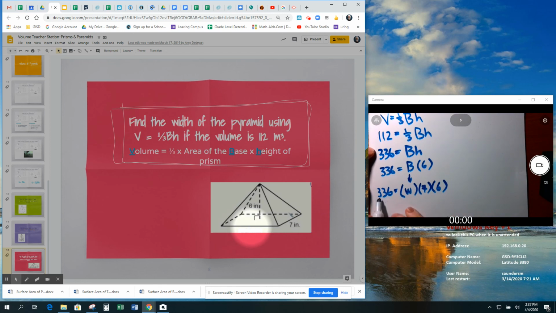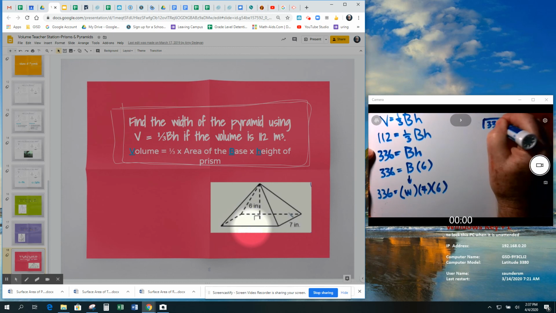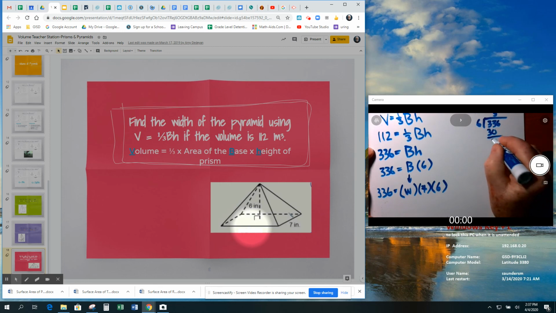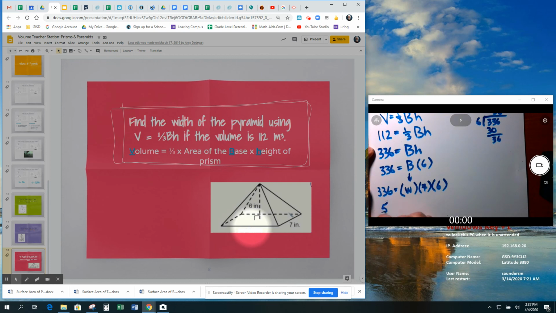Okay, so can we help ourselves out here any place? Can we divide 6 into 336? Let's see. 336 divided by 6, that's 56. Yeah, that looks good. Okay, so 56 equals 7W. And we know that 56 divided by 7 is 8. So W is equal to 8.